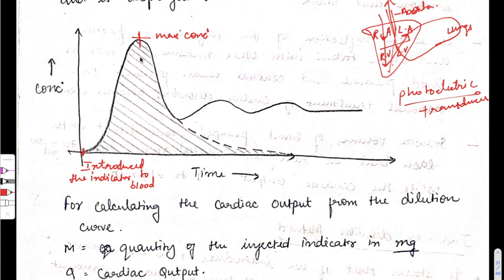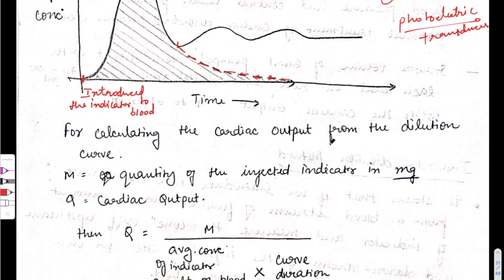After that, when the concentration is maximum, it starts to decrease, and then it goes in a non-uniform manner. But at this point of time, we assume that our work is done for the cardiac output measurement. Now, here it says, for calculating the cardiac output from the dilution curve. This is the dilution curve.